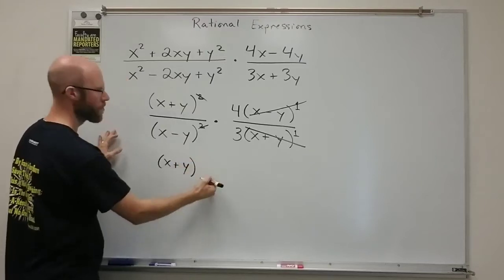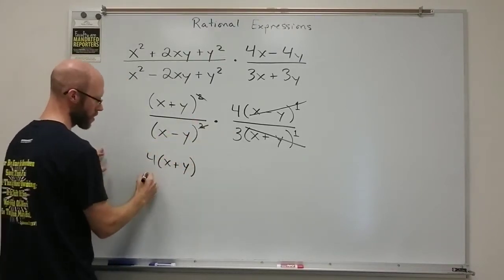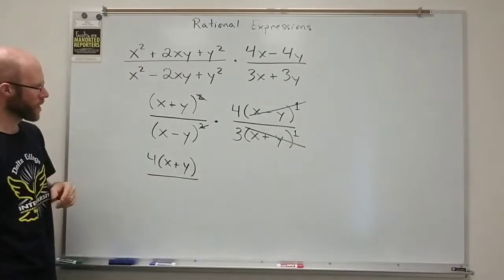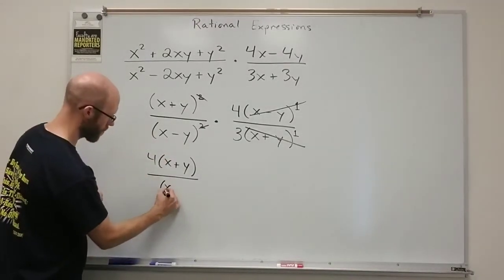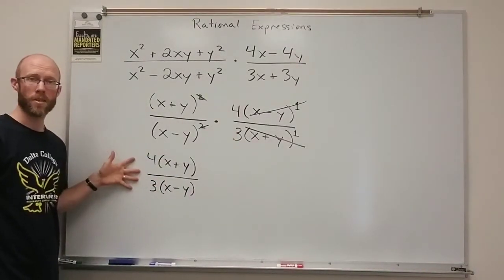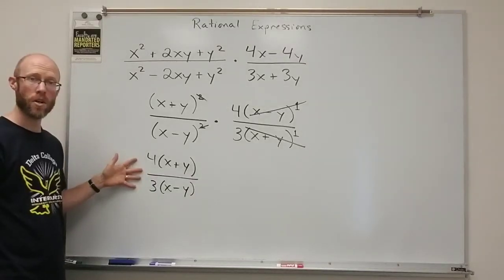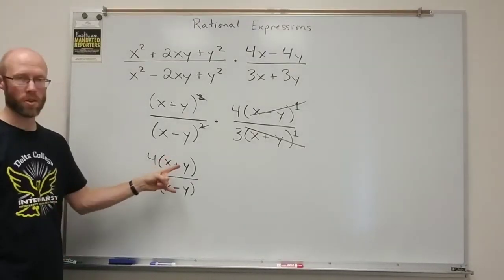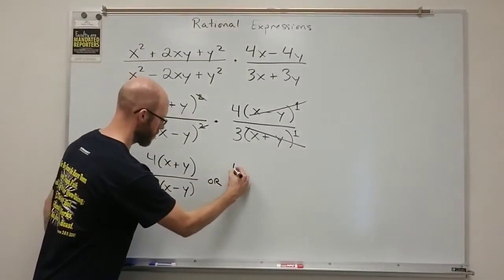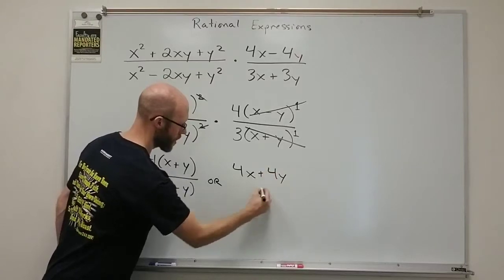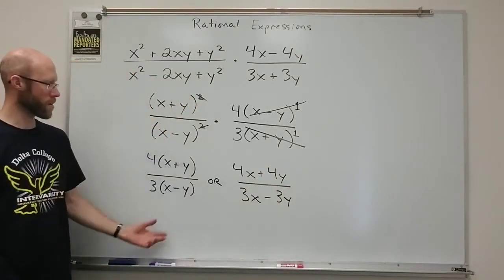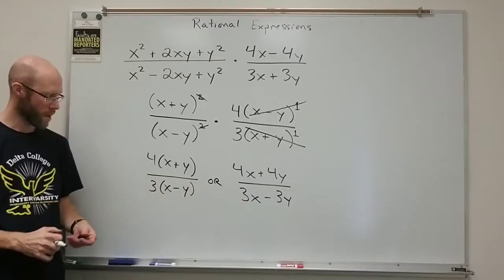x plus y, there we go, times 4. I'll put the 4 in front just because it's a kind of a common notation to write the constant in front. Doesn't matter though. And then here I'm left with an x minus y, and I'll throw this 3 in front. That's it. This would be a sufficient answer. I would take this answer. You could also pretty easily distribute the 3 and the 4 in. It doesn't really matter. If you wanted to, then you'd have 4x plus 4y all over 3x minus 3y. So either of these answers is sufficient.